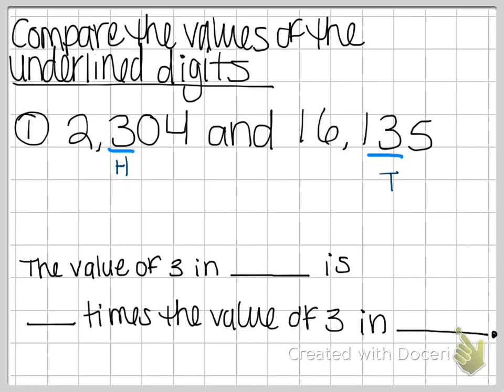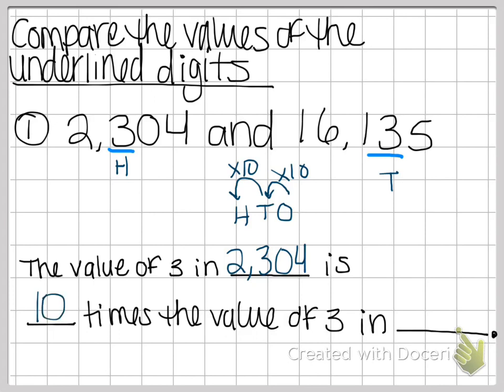So if I think back to my place values, I have ones, tens, and hundreds, and each time it's going to be 10 times to move to the next greater place value. So the value of the 3 in 2,304 is one place value greater, or 10 times as great as the value of the 3 in 16,135. We're just focusing on the values of the underlined digits.